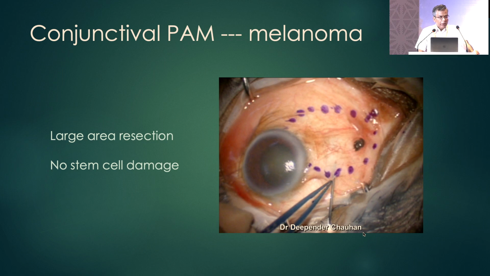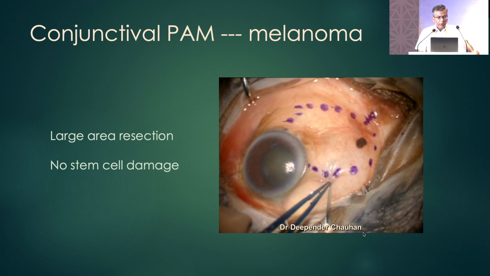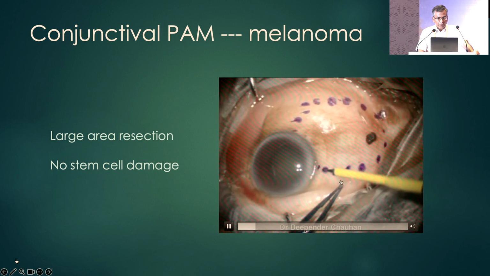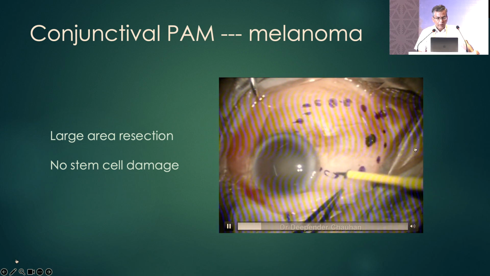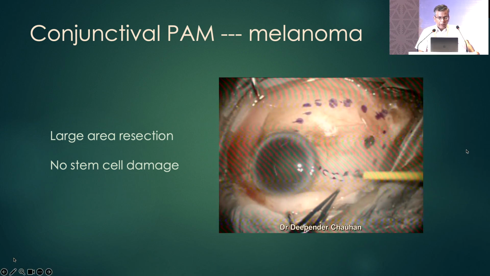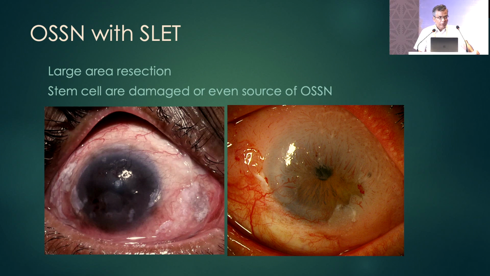So the simple indications we described: if you have to remove a large tumor, the large bare area is covered with amniotic membrane, and I'll skip that video because it was just the basic video on how to place an amniotic membrane.